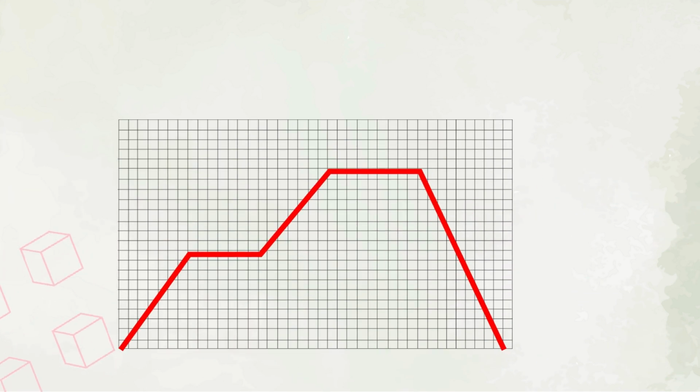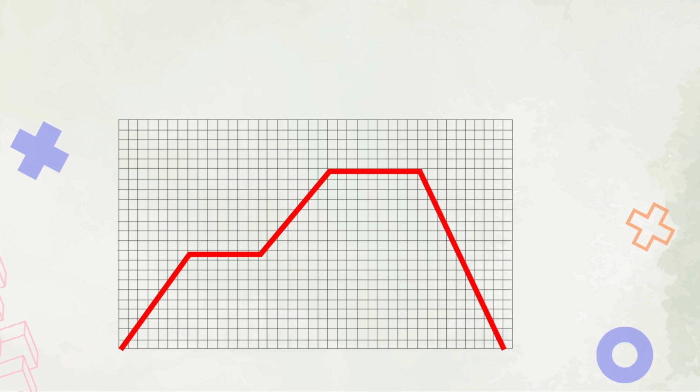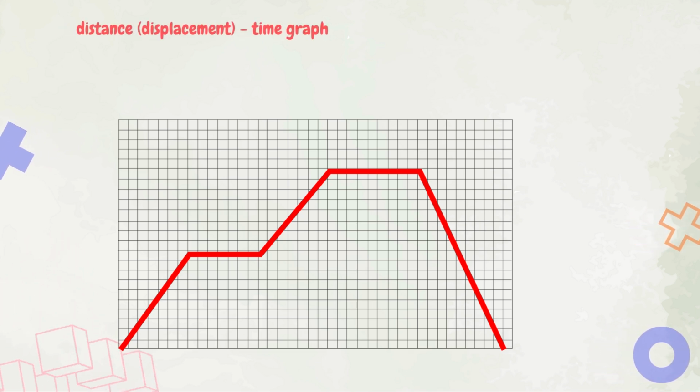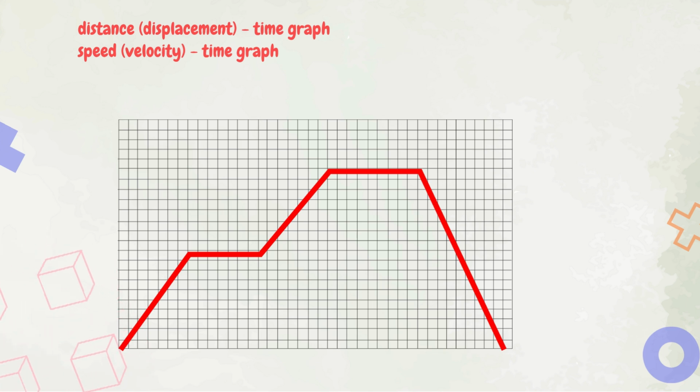Graphs are useful as they help us understand the data and the relationship between quantities. There are two types of motion graphs: distance or displacement time graph and speed or velocity time graph. This video covers the speed time graphs. A speed time graph describes the speed of an object per unit taken.